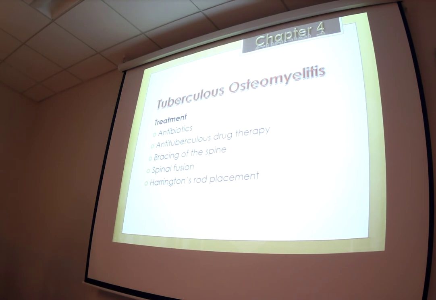Treatment-wise, they will do antibiotics to treat the TB infection. They'll also do antituberculosis drug therapy, also effective with that. The antibiotics will also help with that pus formation to help try to clear out all of that. They can do surgical fusion, either full spinal fusion or Harrington rod placement to give that spine more stability.